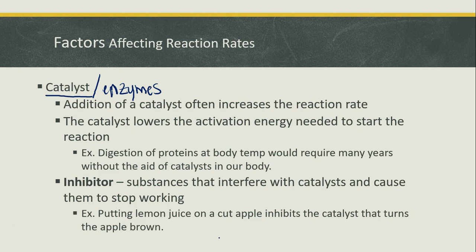It basically stops them from working. I gave you an example down here you may have talked about in biology about putting lemon juice on apples. Bananas turn brown, potatoes turn brown, apples turn brown when cut. And if you put lemon juice on them, what it does is it changes the structure of the catalyst so that it inhibits it. Now, a word to add right here is that catalysts are not part of the reaction.